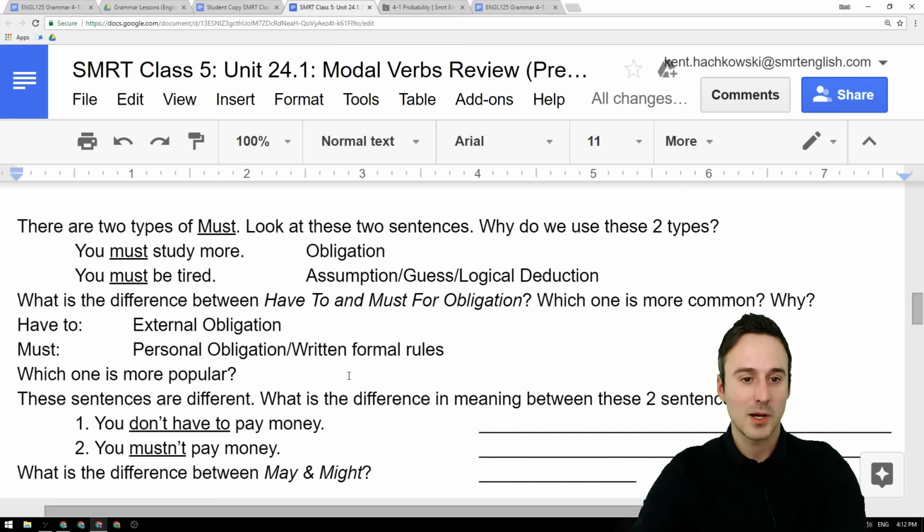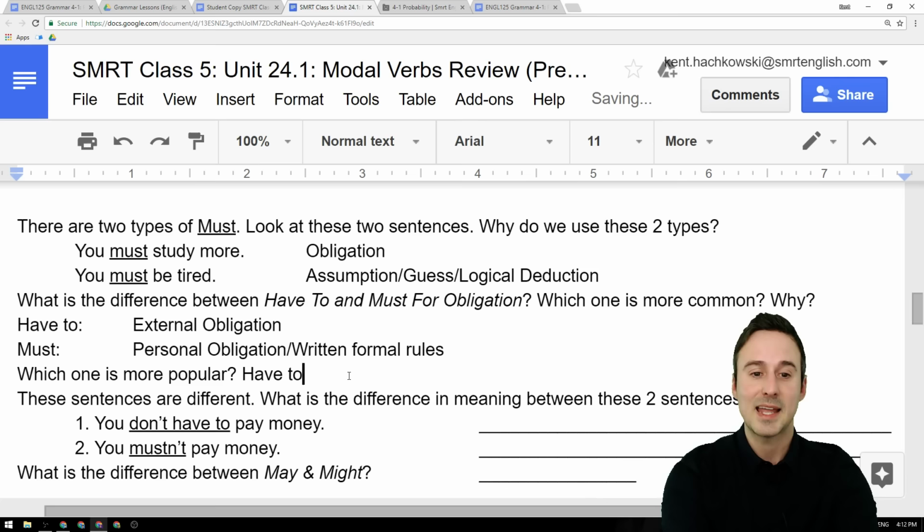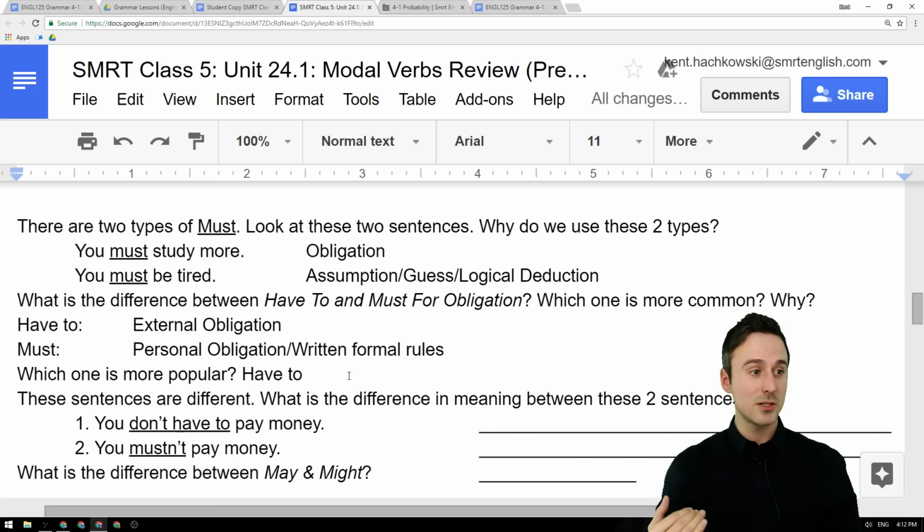And the most important thing I think that you guys really need to know is that have to is more popular than must. We don't really use, in North American English, we don't really use must too much. We use have to a lot. We always prefer to use this one. So I would say it's a little bit more popular using have to. And again, when you're speaking quickly, we say have to. Okay, so I have to do this, I have to do that. We don't often say I must do that. Unless we were, again, maybe doing some formal rules or something like that.